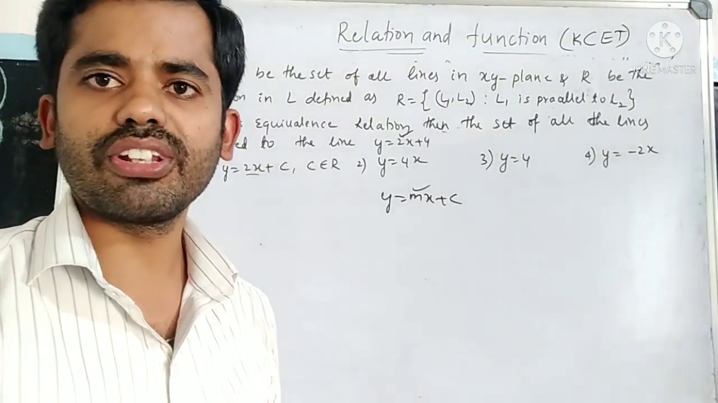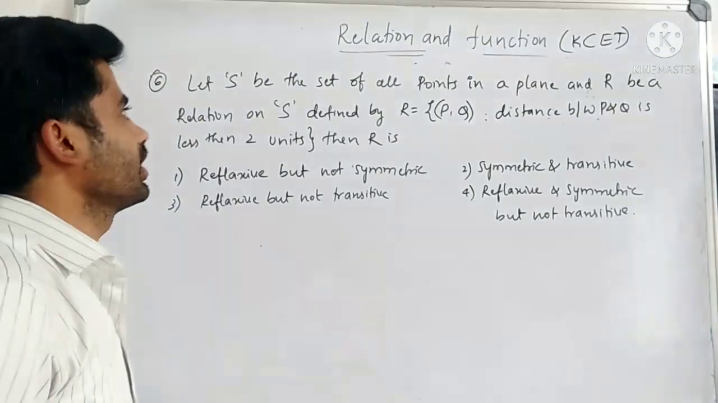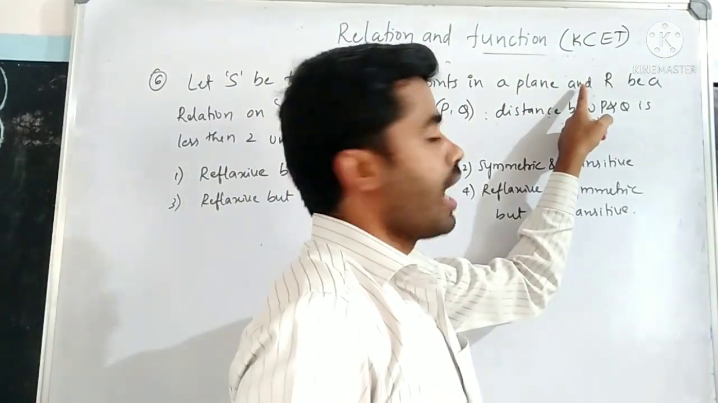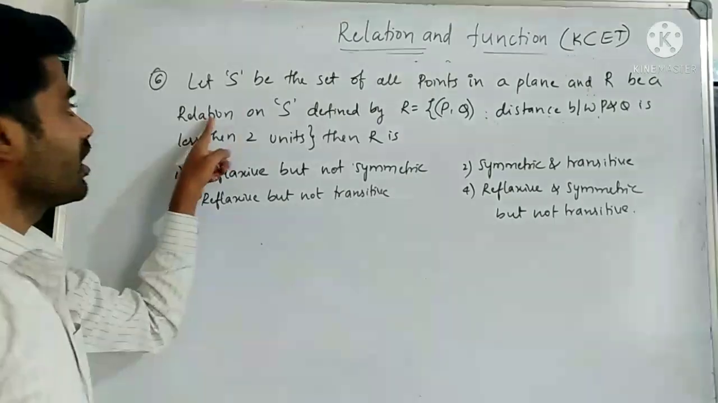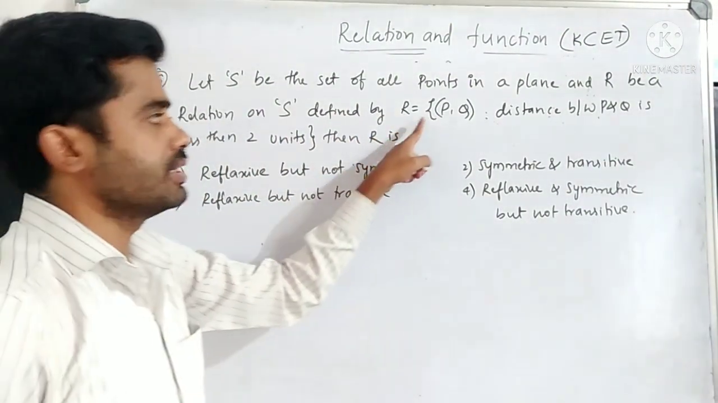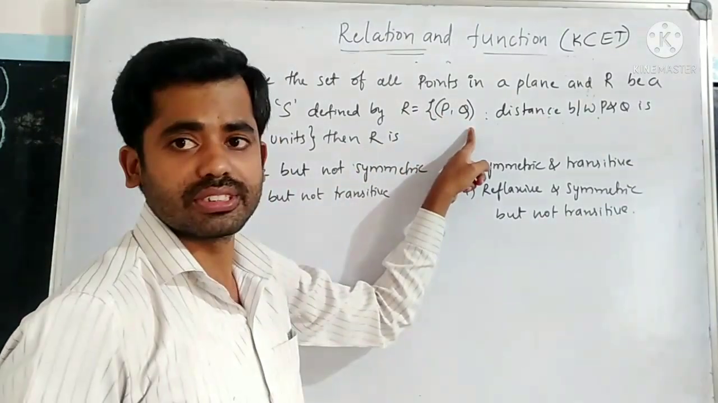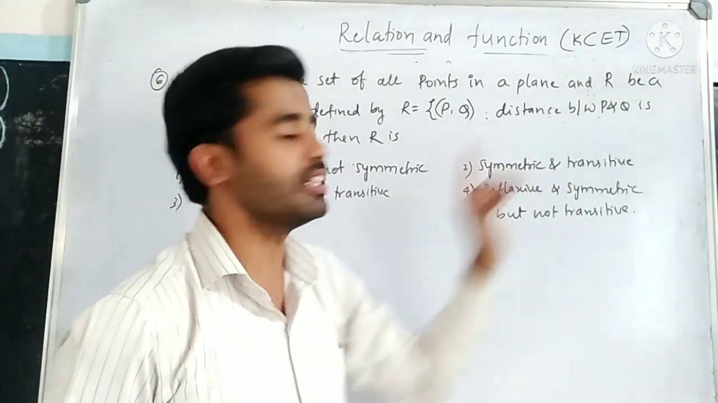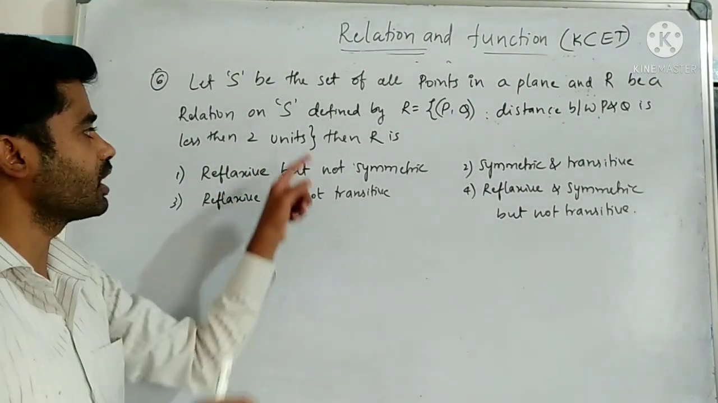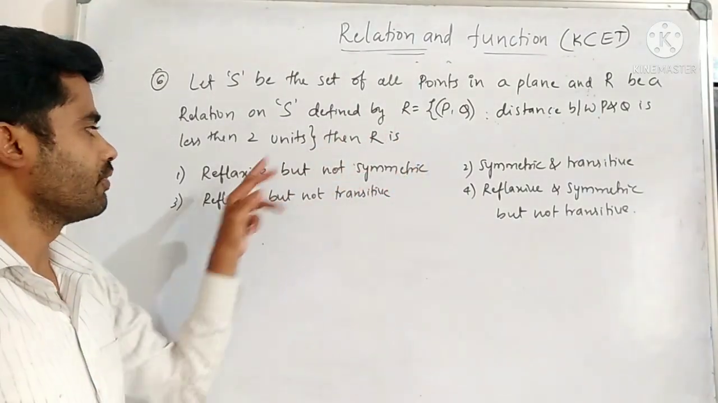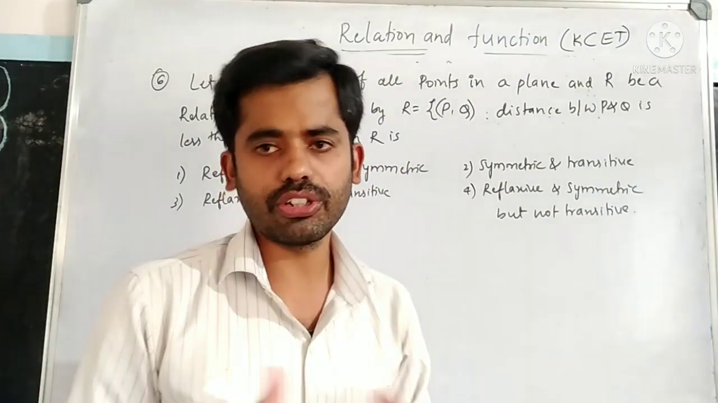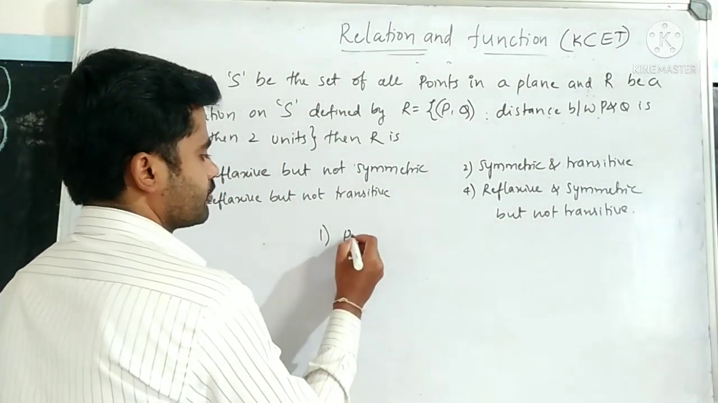Okay, let me move on to the next one. Let S be the set of all the points in a plane and R be a relation on S defined by the set of points (P, Q) such that the distance between P and Q is less than 2 units. Then R is whether reflexive, symmetric, both, or transitive. We have to check it. Okay, first one, what is reflexive?